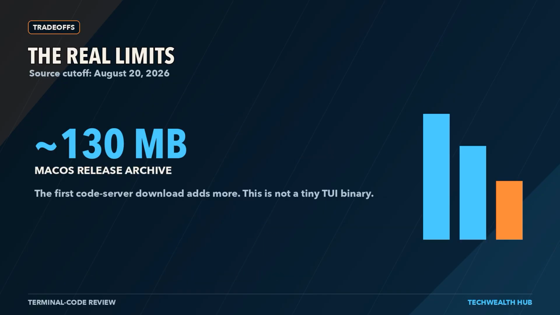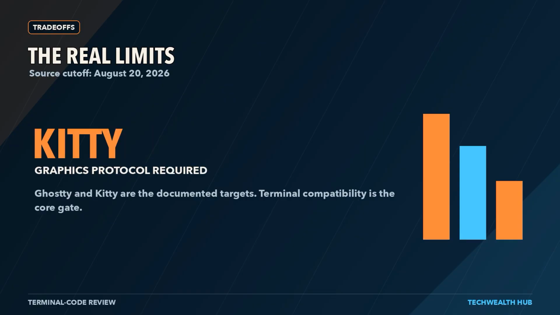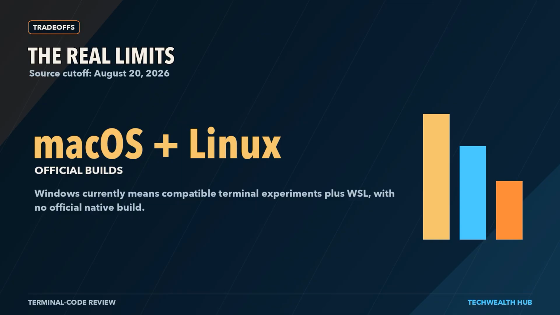The trade-offs are exactly where you would expect for a brand new systems tool. The macOS release archive is about 130 megabytes before the first code server download. The editor keeps one shared VS Code profile, so imports and extension changes need intention. Shortcut conflicts are important enough to have their own setup wizard. Windows has no official build. The documented path is a compatible terminal plus the Linux release inside WSL.